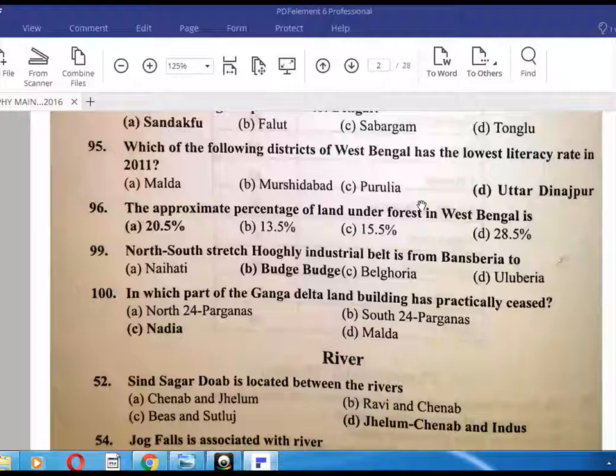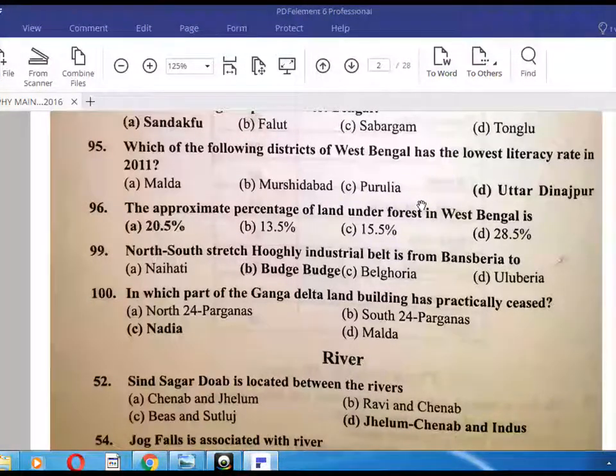Okay, which of the following districts of West Bengal has the lowest literacy rate in 2011? It is Uttar Dinajpur. And the approximate percentage of land under forest in West Bengal is 20.5%.